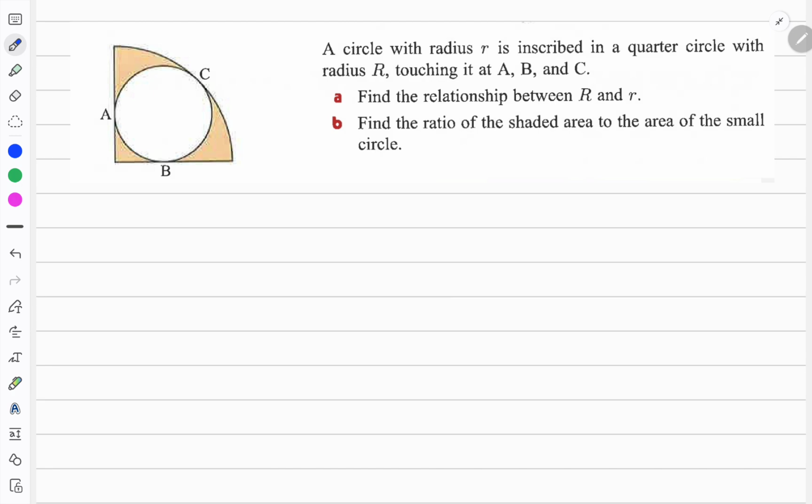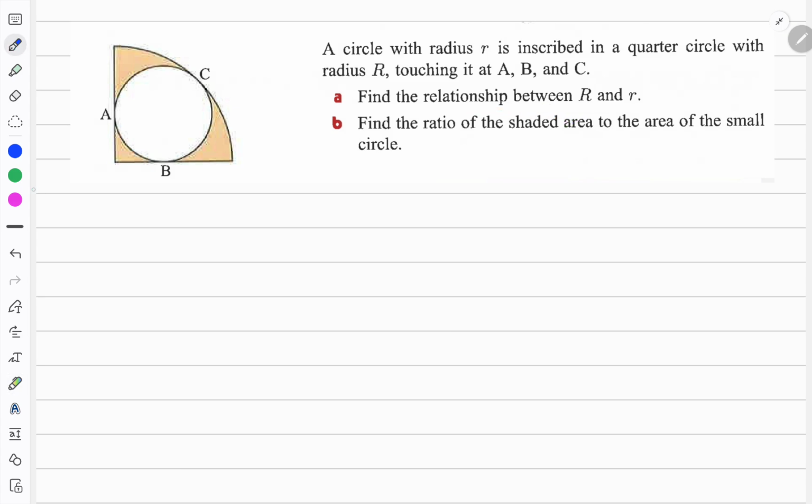As you can see, we have a circle with radius r. This is the small circle. And we have a quarter of a big circle with radius r. And we are going to find the relationship between these two radii.